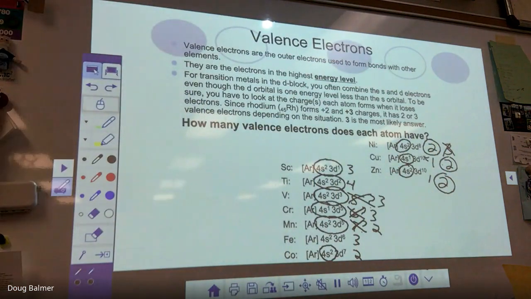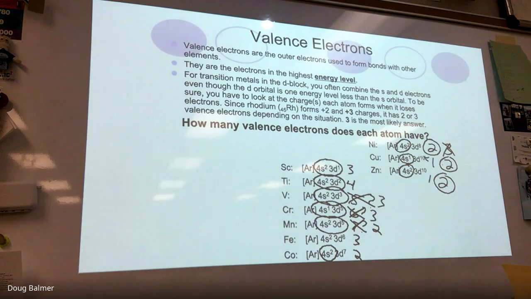So really, the d's are weird, but you don't even have to memorize them. You simply look at the periodic table, look at the most common bolded option. Questions on that?